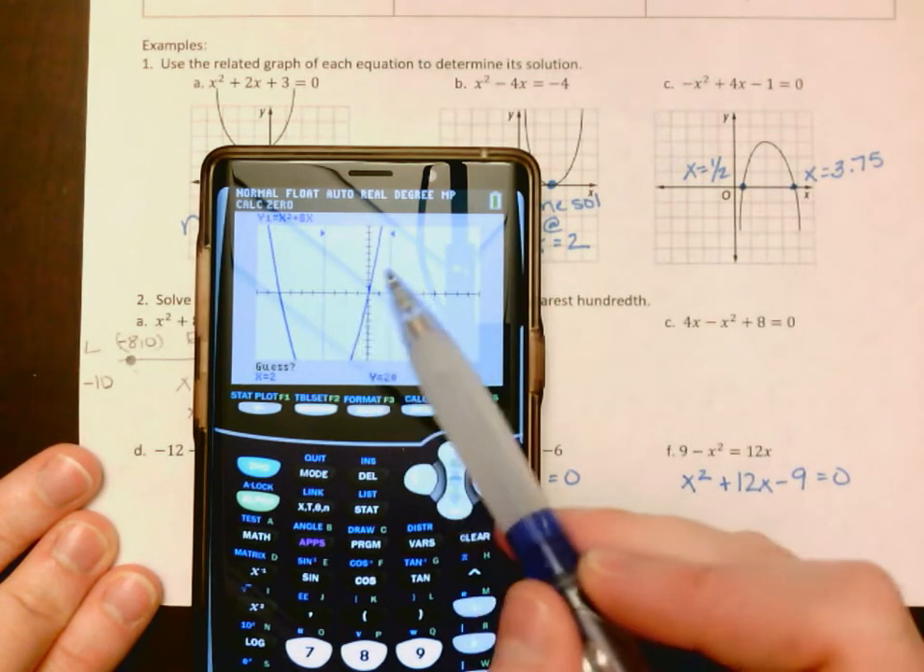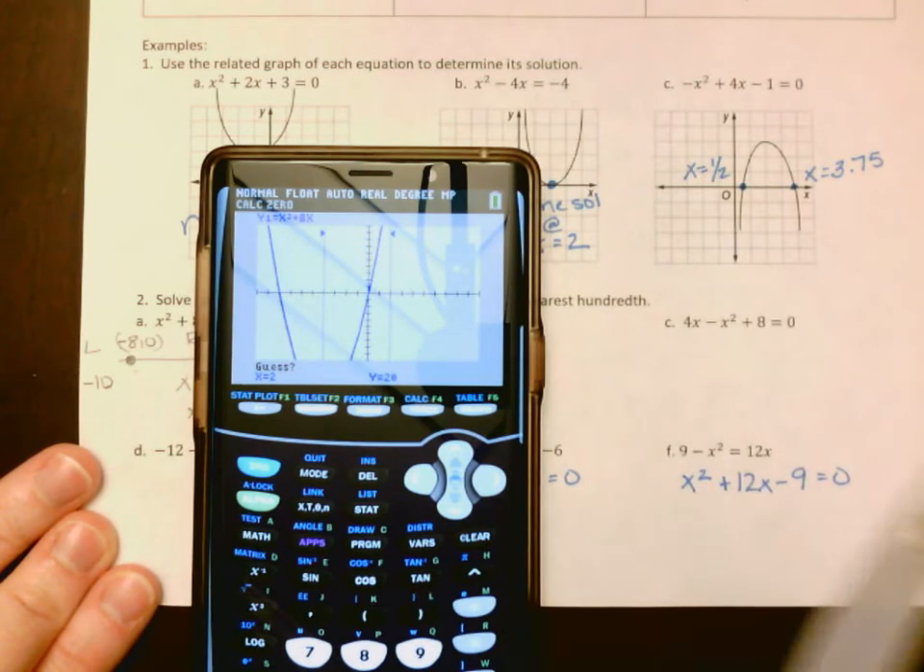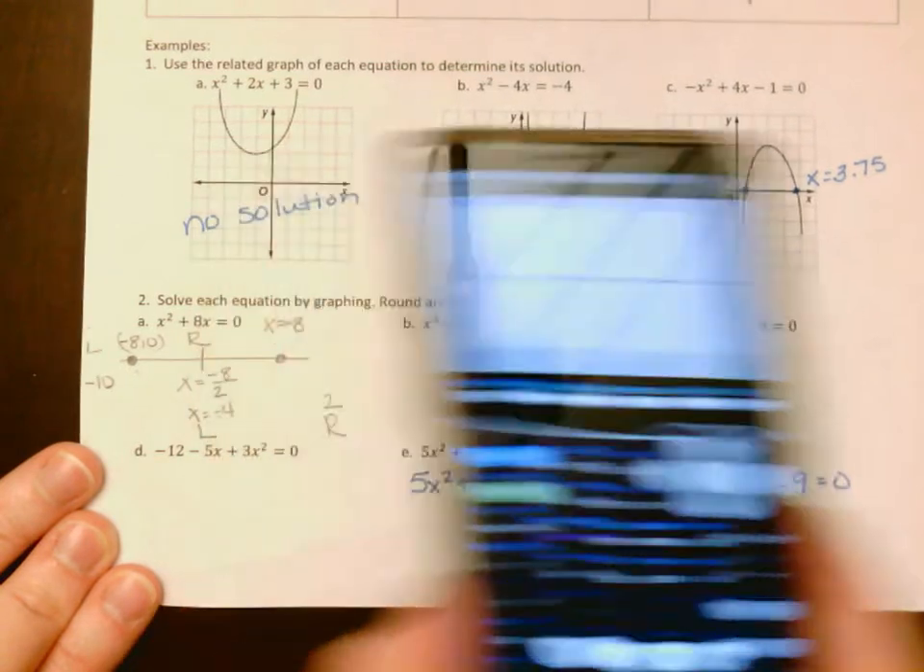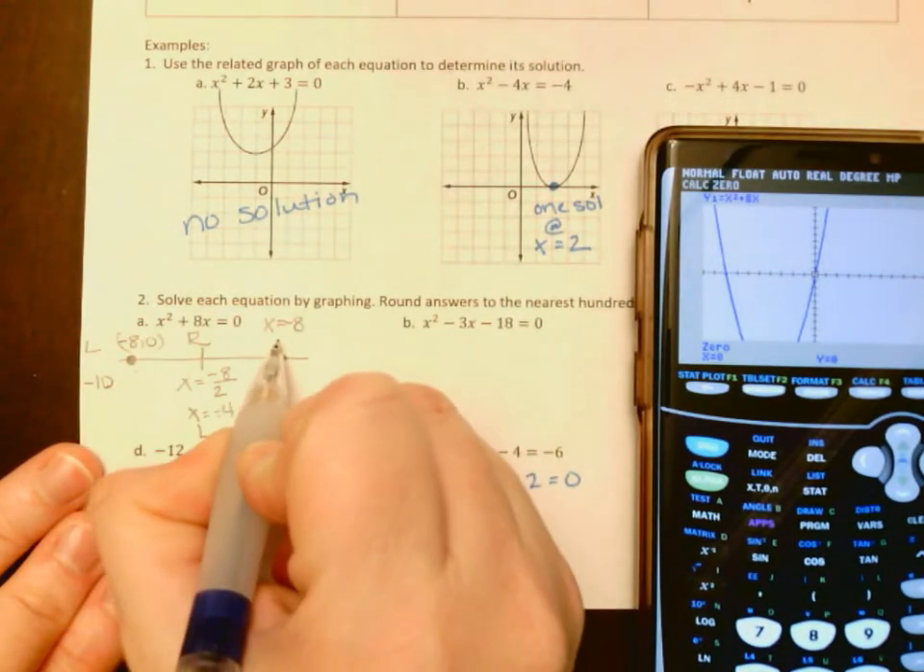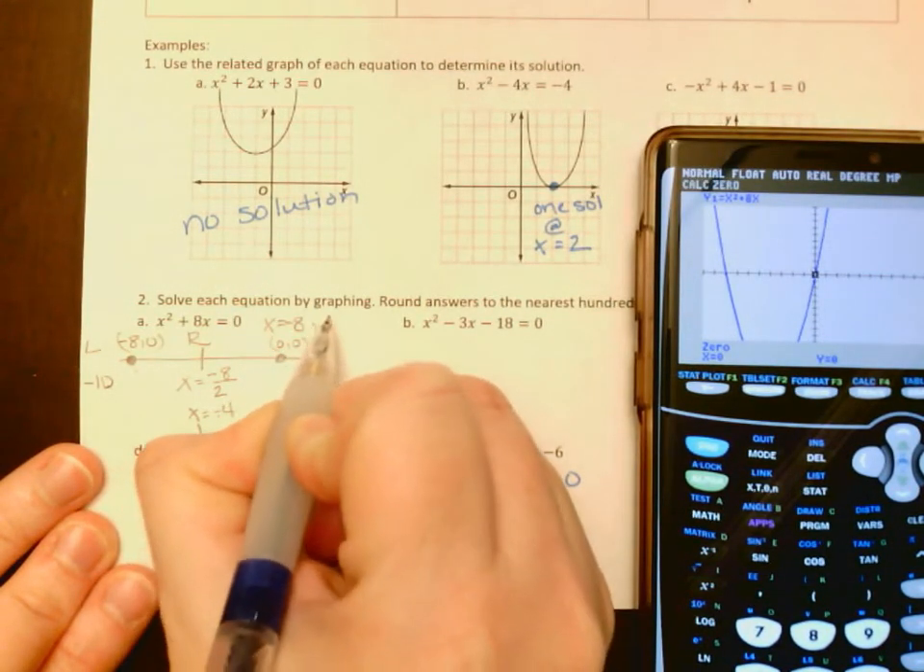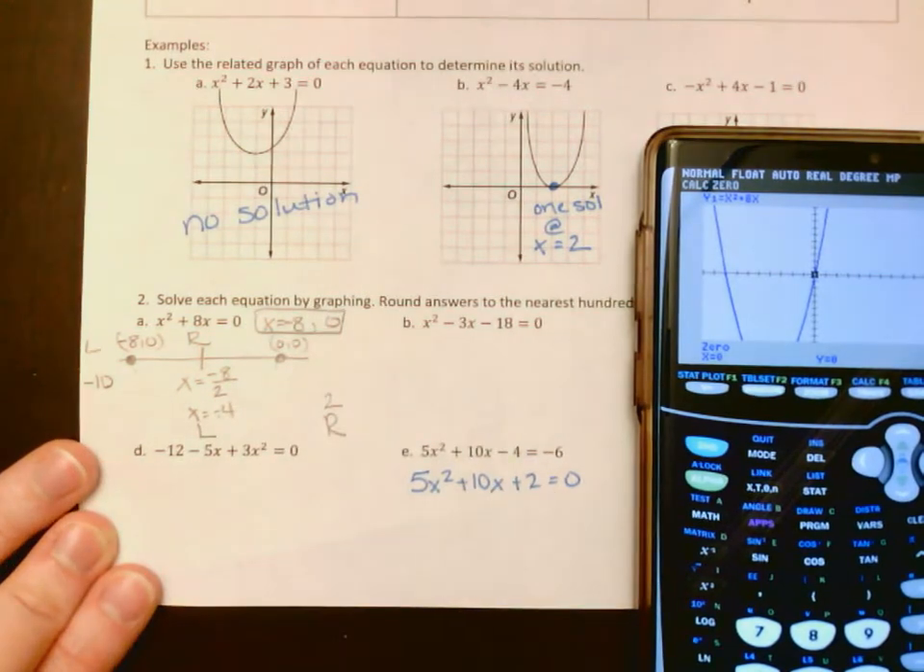This answer falls between my two arrows. If it didn't work, I pick another 9 or just try again. Hit enter. And I see that my answer is at 0, 0. So this 0 here is 0, 0. So my other answer is x equals negative 8 and 0. And that's my two solutions.